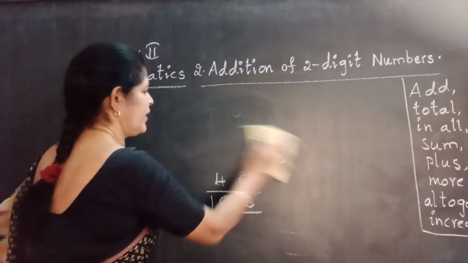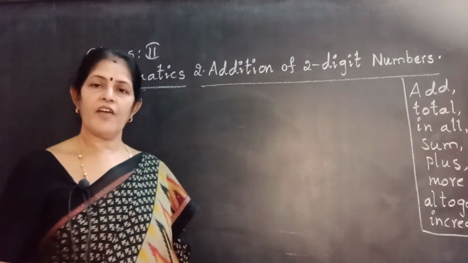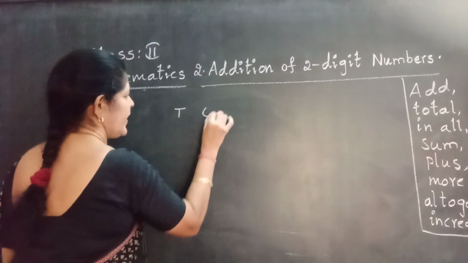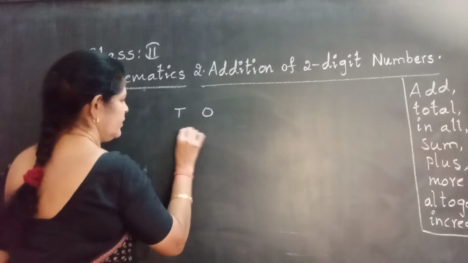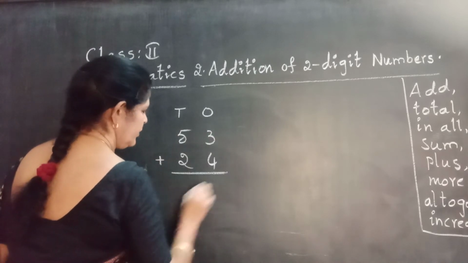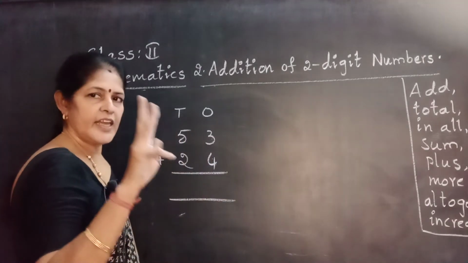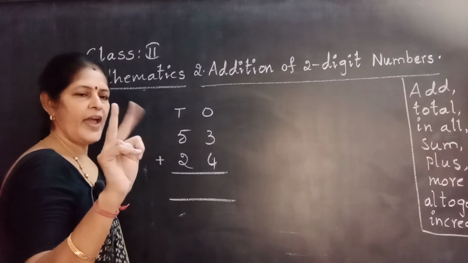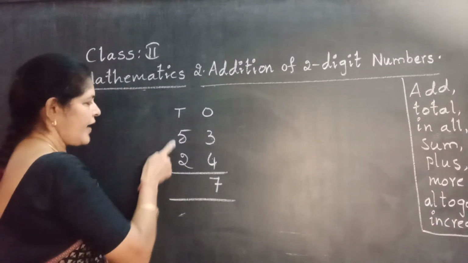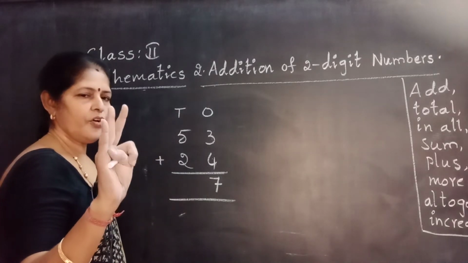Okay. Next one, verifying addition. In verifying addition, we check our answer. Tens place, ones place. 53 plus 24. Find the total first. Adding ones, 3 plus 4. Take 3 fingers, 4 after 5, 6, 7. 7 write in the ones place. Adding tens. Take 5 fingers, 2 after 3, 4, 5, 6.